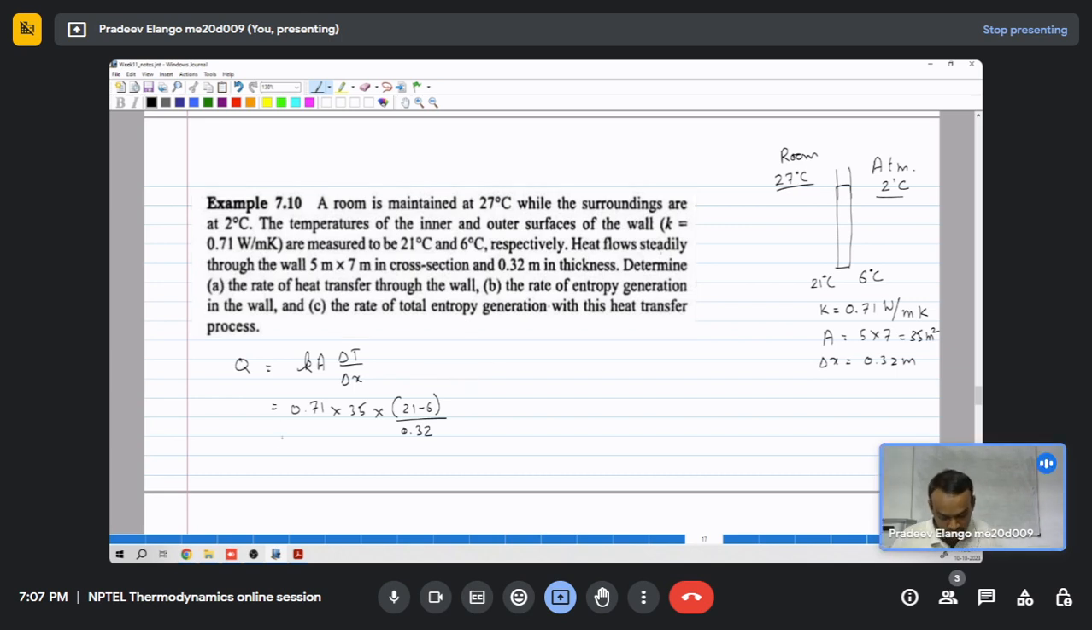So can you find the heat transfer rate? That is 1164.84 watts.